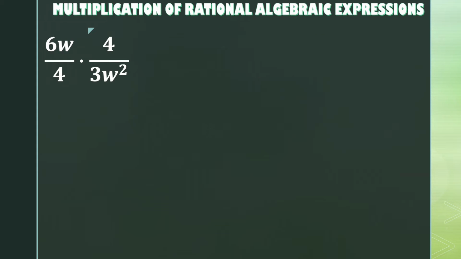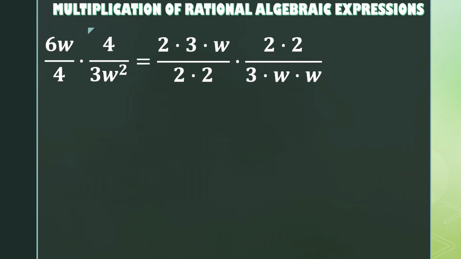Let us have another example. So, we have 6w over 4 times 4 over 3w squared. Okay? So, factored natin yung first numerator natin, which is 6w, and yung denominator natin na 4. So, that is 2 times 3 times w over 2 times 2. Then, yung ating second fraction na, we have 2 times 2 over 3 times w times w.